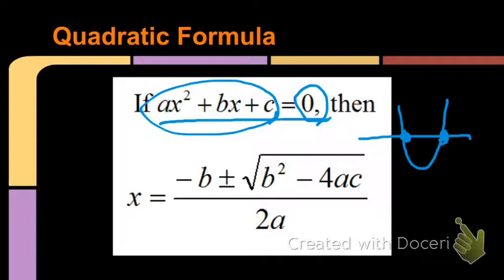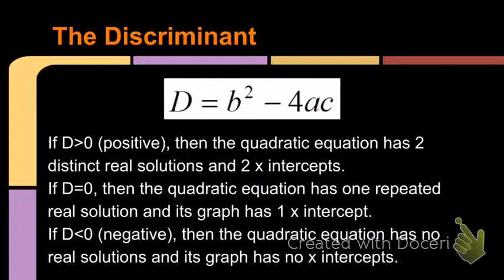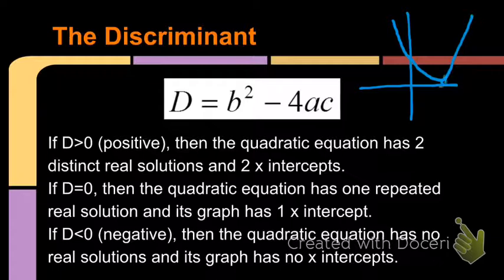It's also possible to get one solution if you have that parabola and the vertex just happens to be right on the x-axis. Just hits it exactly at one point. And that's going to happen when the discriminant is 0, because now you're taking the square root of 0, which is 0, and adding and subtracting it to both sides of the equation.